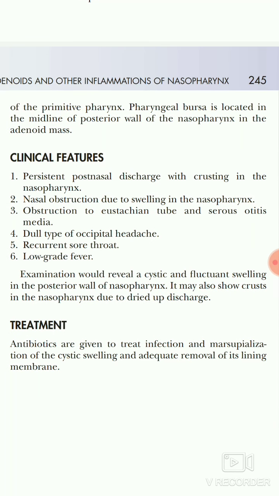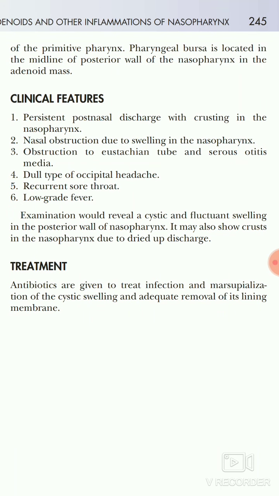Clinical features: persistent postnasal discharge with crusting in the nasopharynx. Nasal obstruction due to swelling in the nasopharynx. Obstruction to the Eustachian tube and serous otitis media. Dull type of occipital headache. Recurrent sore throat and low grade fever.